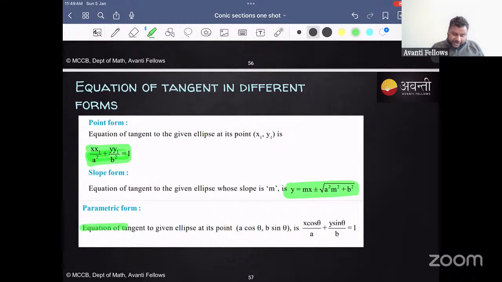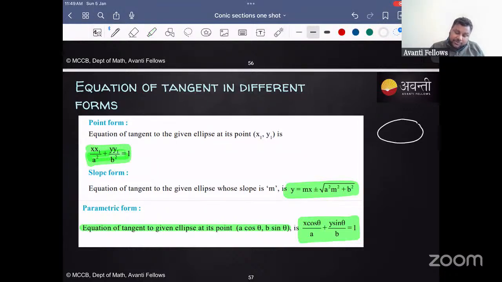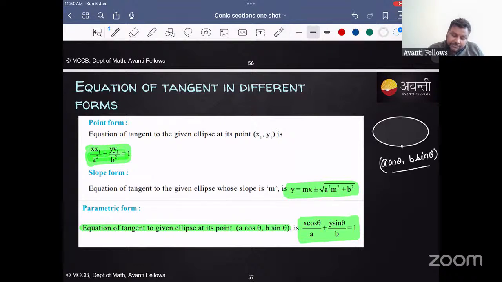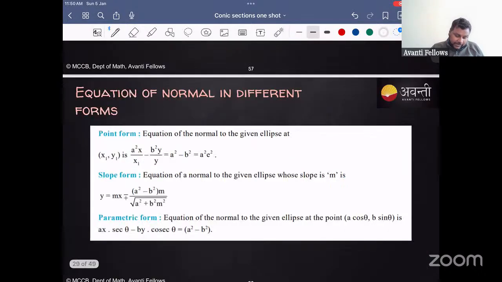Now tangent in the parametric form a cos theta, b sin theta is x cos theta upon a plus y sin theta upon b equals to 1. Because on the ellipse x square upon a square plus y square upon b square equals to 1, the parametric point is a cos theta comma b sin theta.